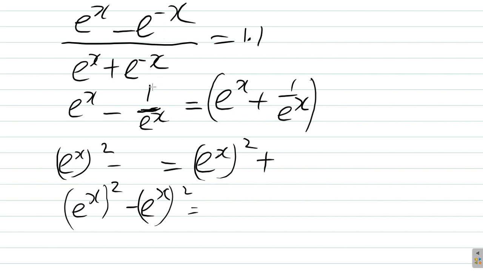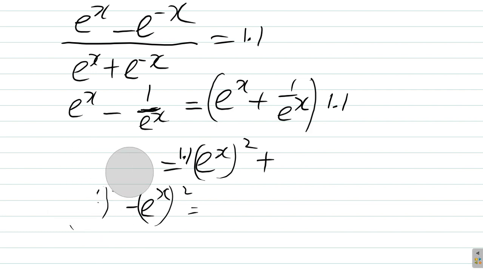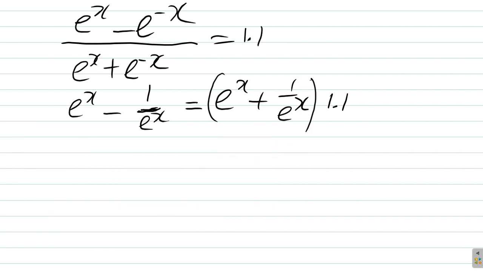It's 1 over e to the x. This is okay, but here we multiply this by 1.1. Now, this is saying 1.1 e to the x squared minus 1 when we multiply by e to the x. Let's not multiply by e to the x yet. Let's erase this part and continue down.